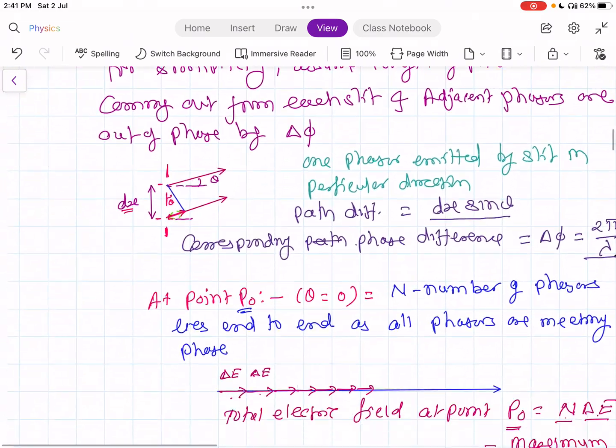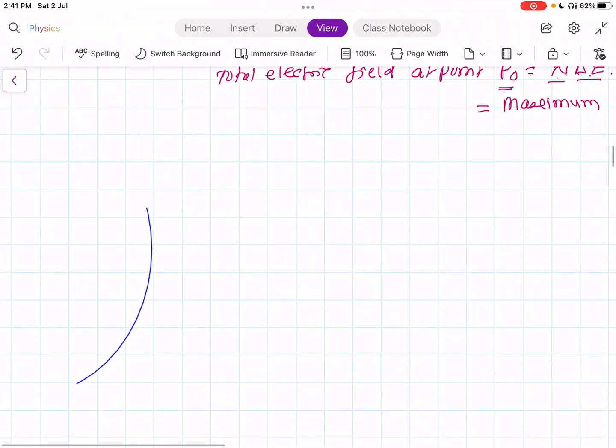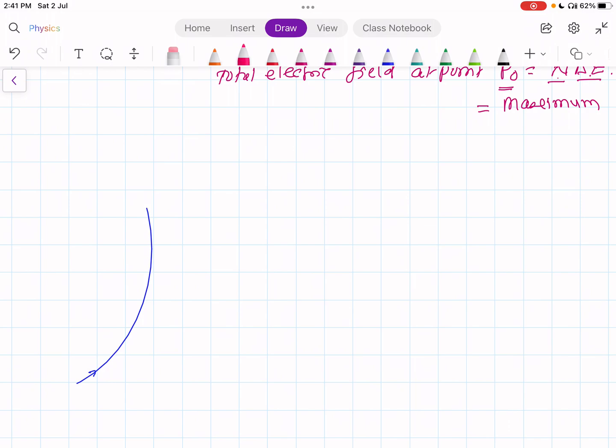So since these phasors are making some angle, let us say this is the first phasor over here. Magnitude of that one is delta E, and this one is the second phasor. And let's say the phase difference between these two phasors is delta phi. So there is some angle between these two phasors. There is some phase difference. So since there is some phase difference, these n number of phasors which are reaching on the screen other than point P naught will form an arc.